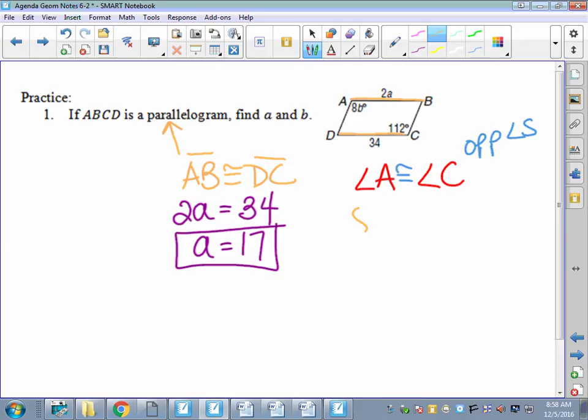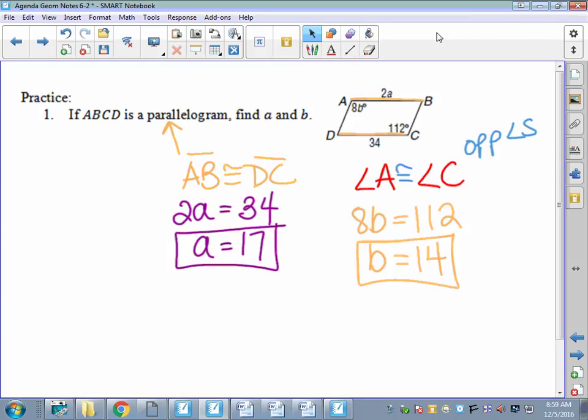So therefore, we can say that 8B equals 112. When you divide by 8, you get 14, I think. Check my adding, or dividing, or other mathematical operations. So it's just using these 4 rules about parallelograms to set up equations.